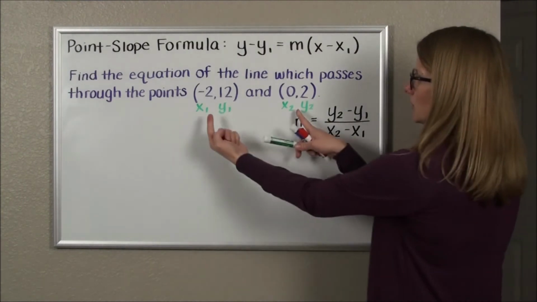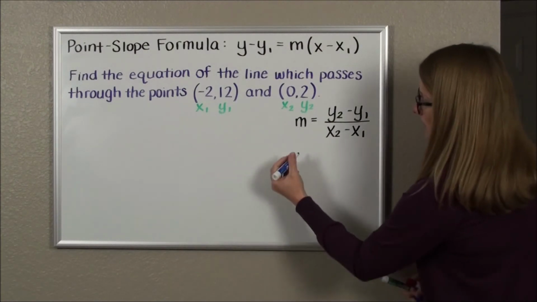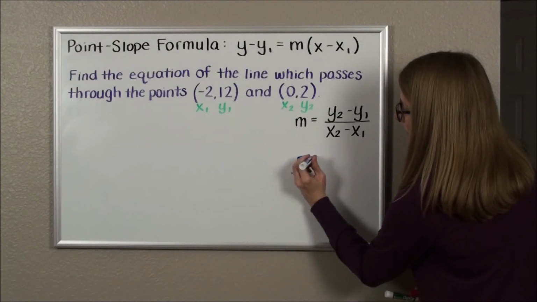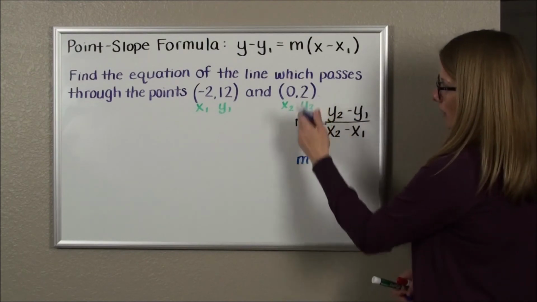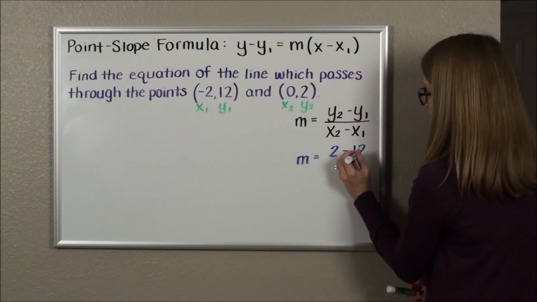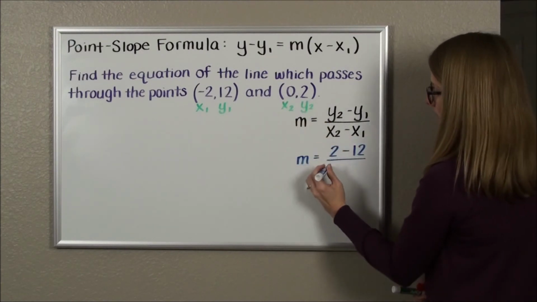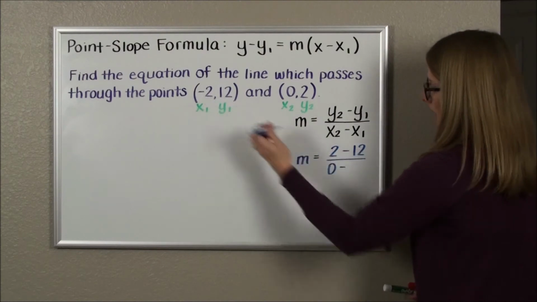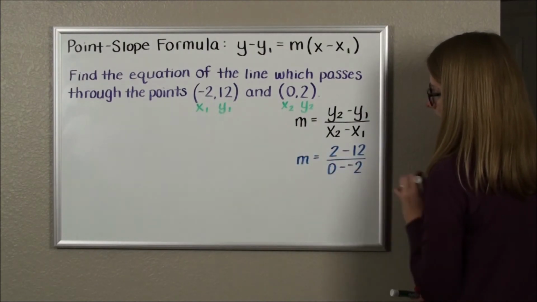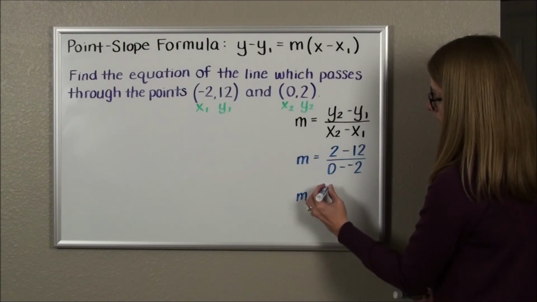But I'm going to take those 2 pieces of information from each point and I'm going to plug them in here and see what happens. So my slope is y2 minus y1. That's going to be 2 minus 12 over x2 minus x1. So that here is 0 minus negative 2. Remember that 0 minus negative 2 would just mean 0 plus 2.